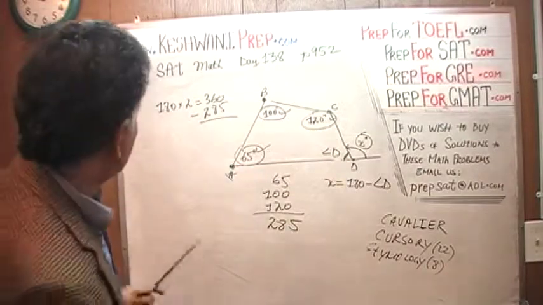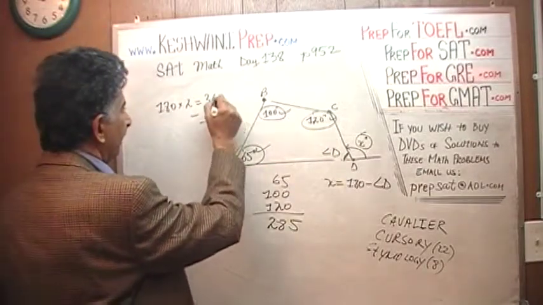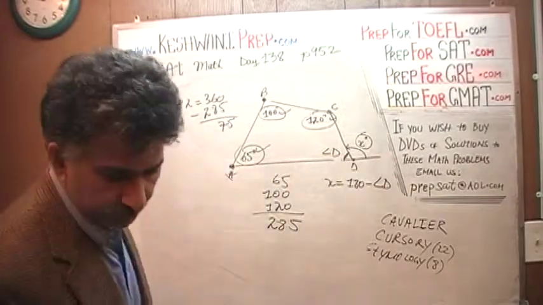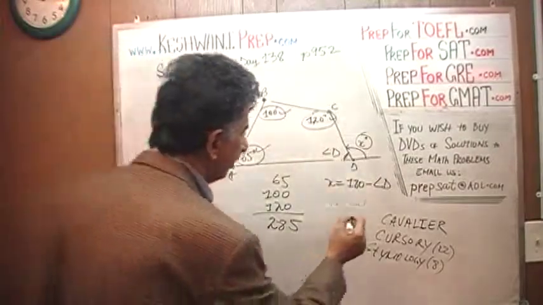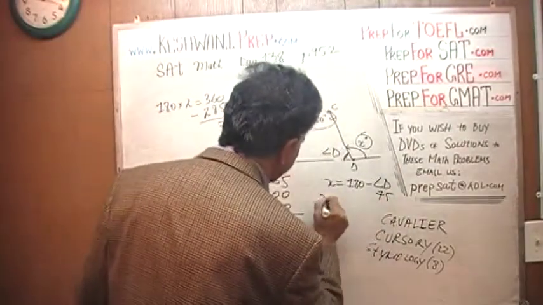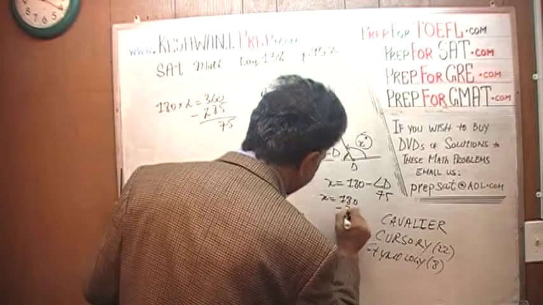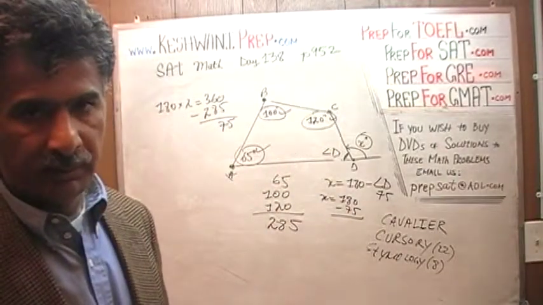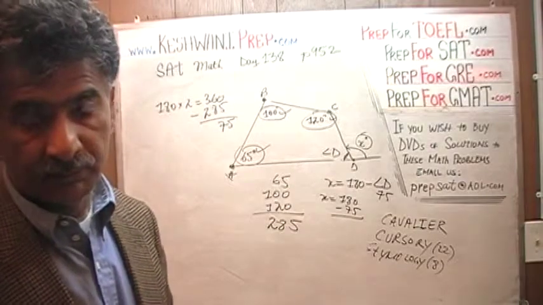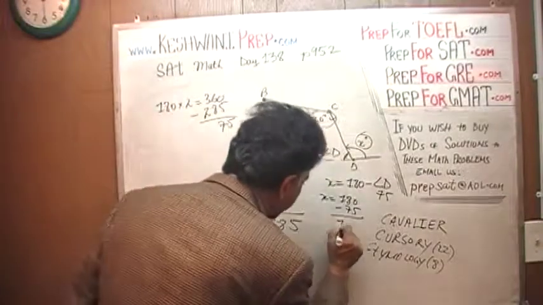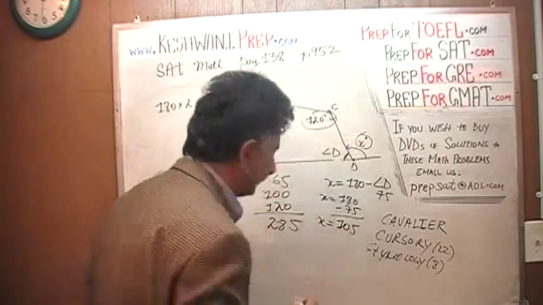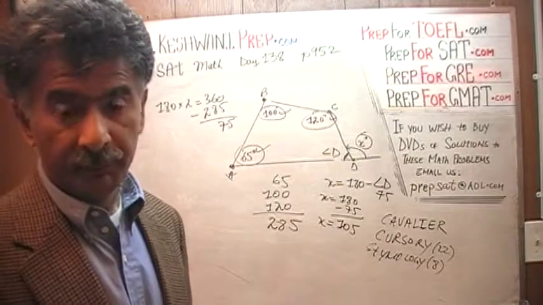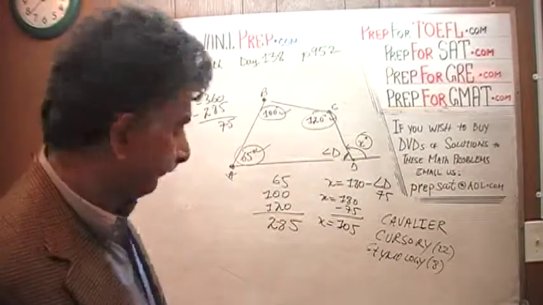Let's find out. 360 minus 285 is 75. Looks like angle D is 75. Therefore, x is 180 minus 75. We know 180 minus 80 would have been exactly 100. Therefore, 180 minus 75, because it's 5 less, is going to be 5 more, 105. x equals 105. Well, there is no answer choice, sorry. The answer is 105, okay?